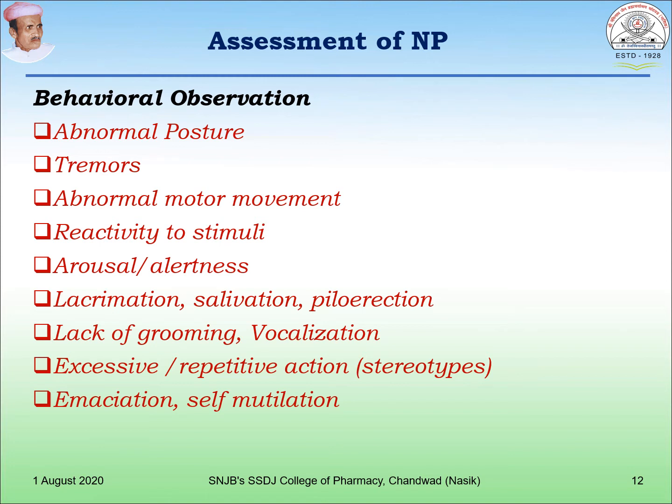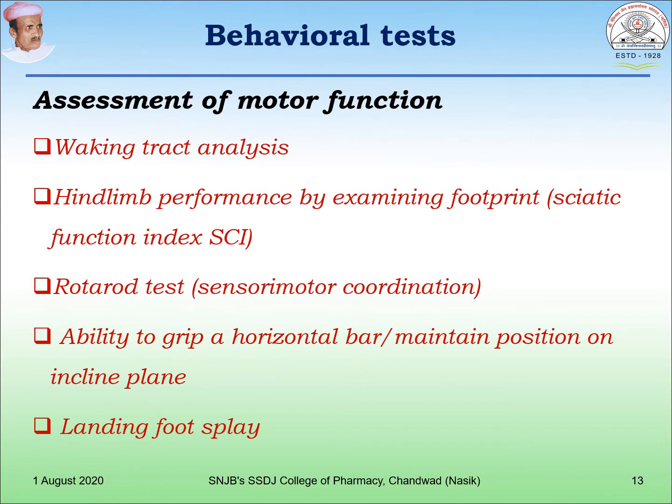These are related to the autonomic nervous system. Lack of grooming, vocalization, then excessive repetitive action, yeah, stereotyped action. Then emaciation, it is nothing but the thinning or weakening of the animal. And self-mutilation, it indicates that the animal will try to remove the injured part or always try to touch the injured part. Now the second assessment is the motor function test.